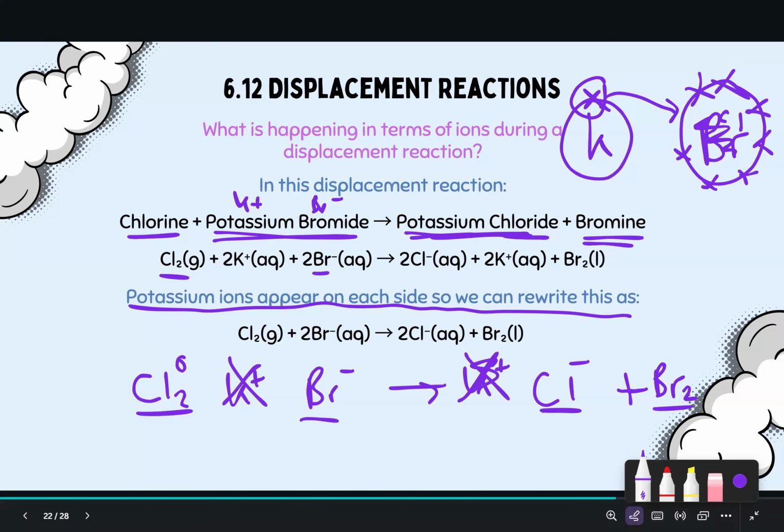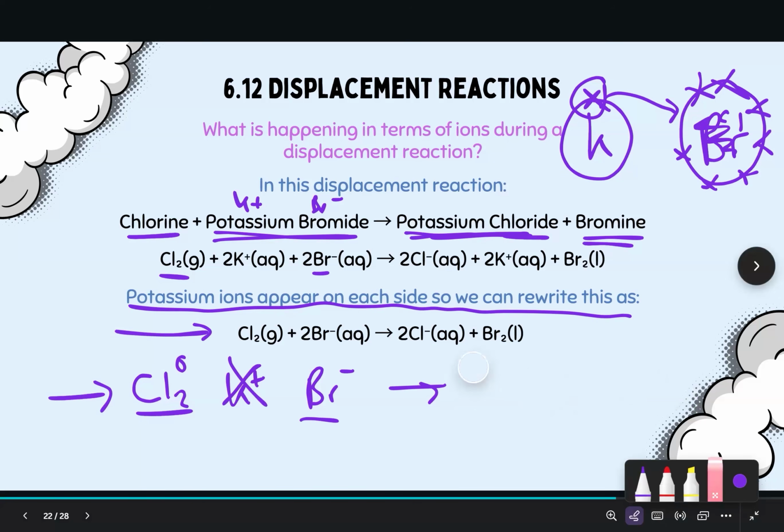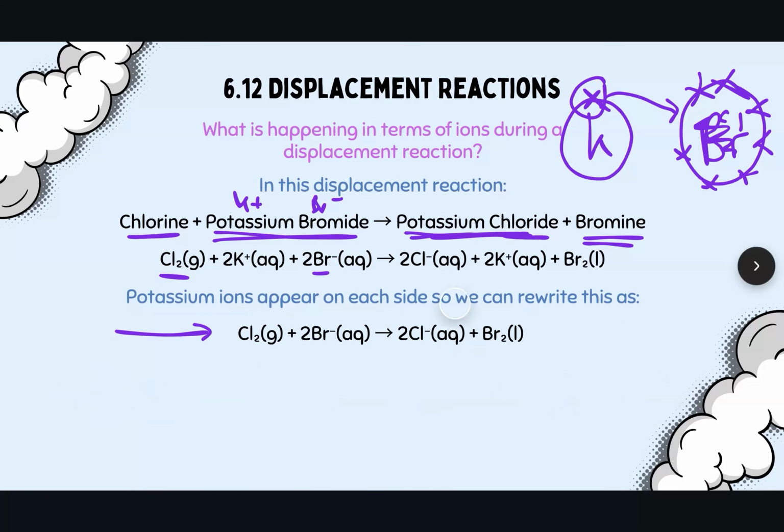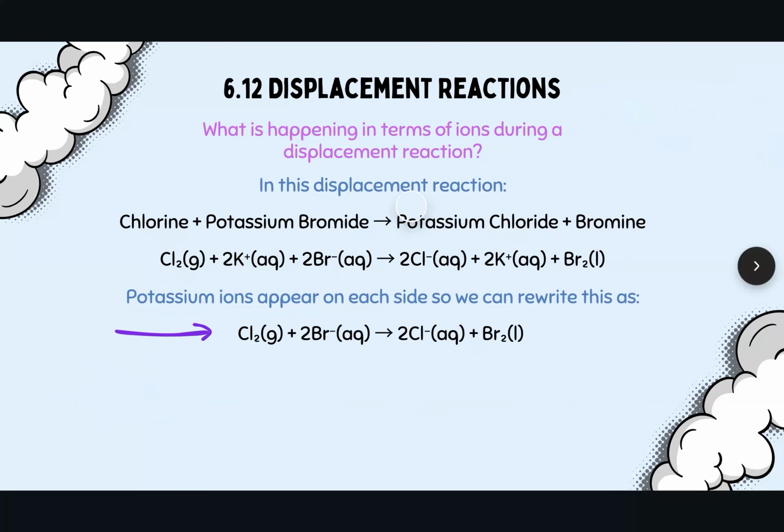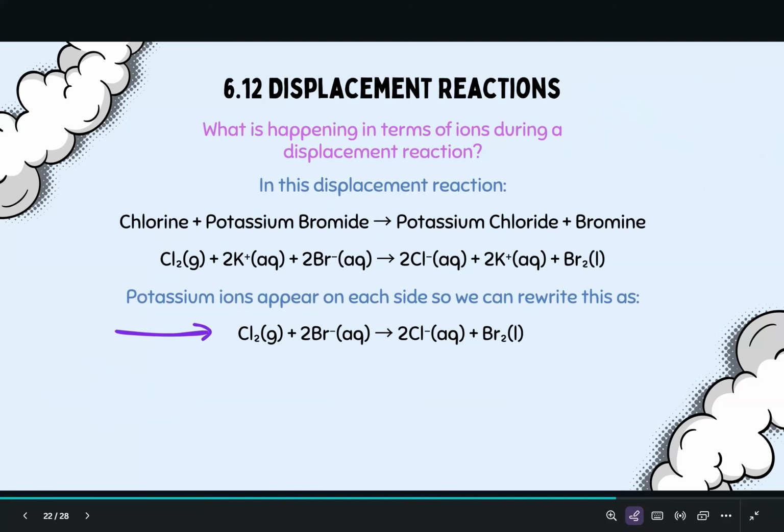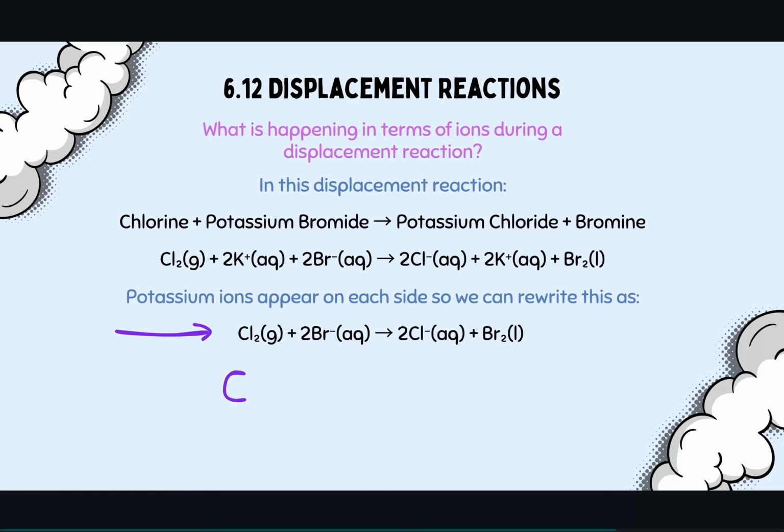Now what I'm going to do is delete this, because did you see this formula here? That's exactly the same as what I've just drawn. So let's use what's already drawn. So what's happening here is, let's look at each element one at a time. We've got Cl2, and Cl2 has become 2Cl minus.